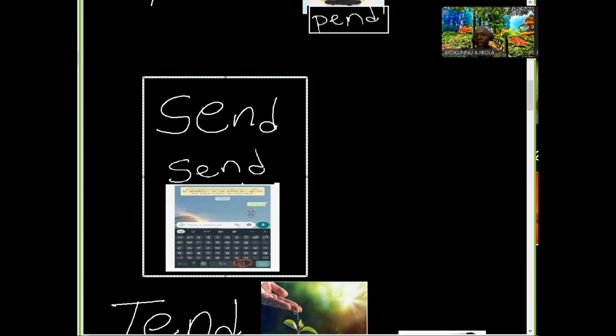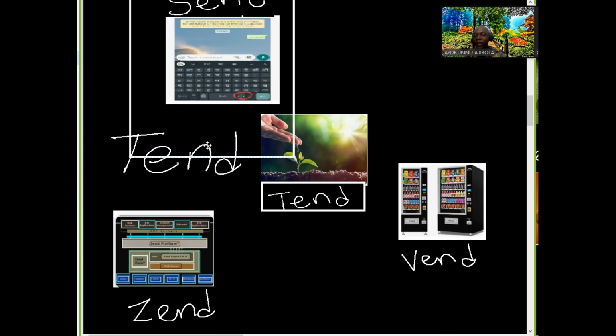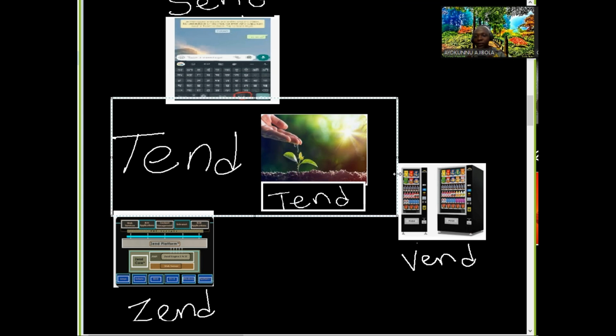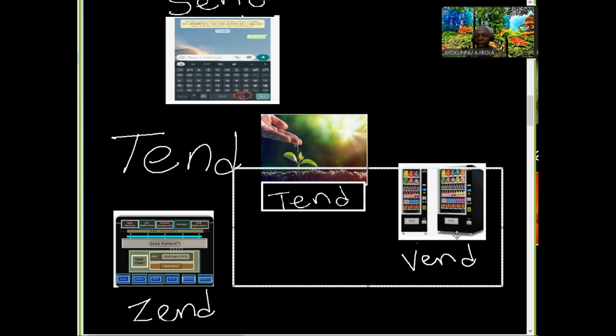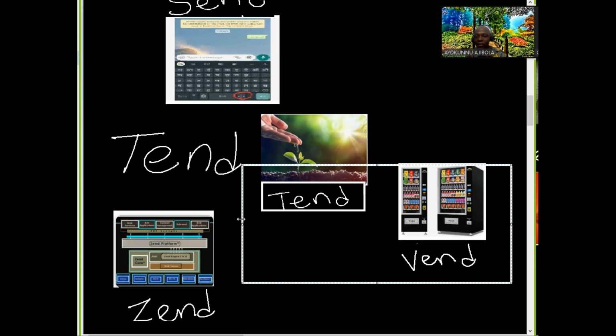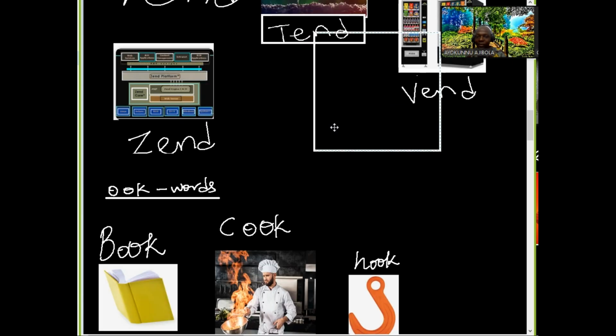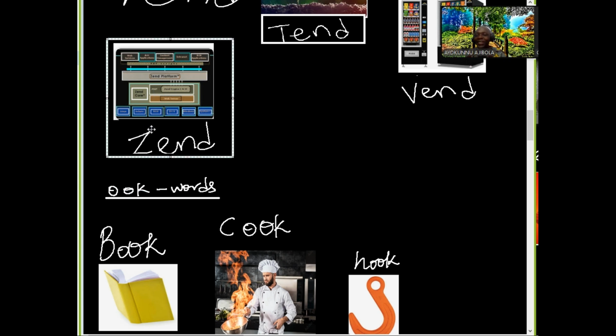Send. Like you want to send a message, say send. Now say tend. Like you tend for your plant, say tend. Now say vend. Vend. Again. Vend. Very good. Now say zend. Zend. No, zend.